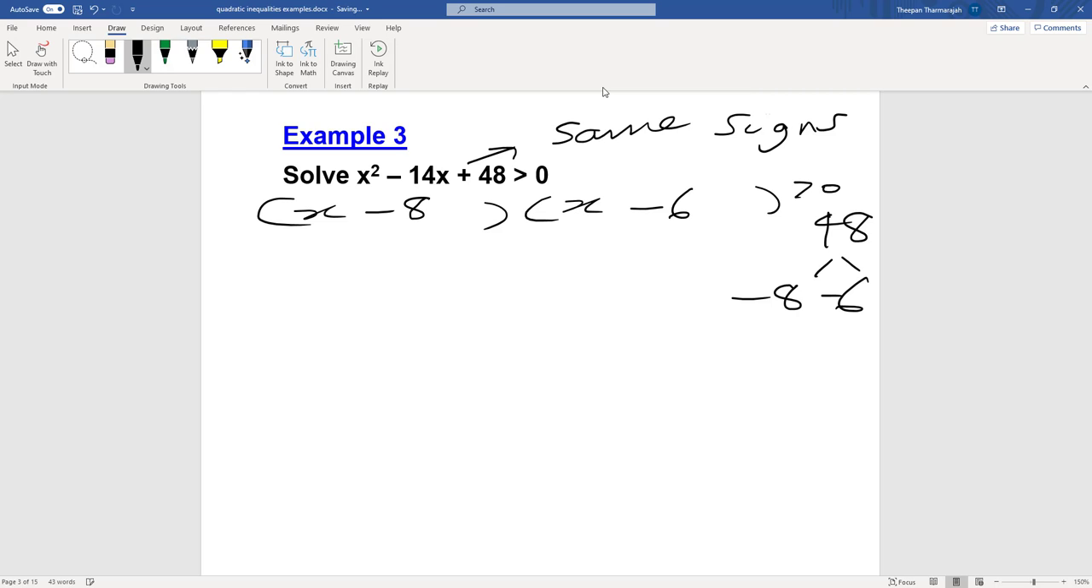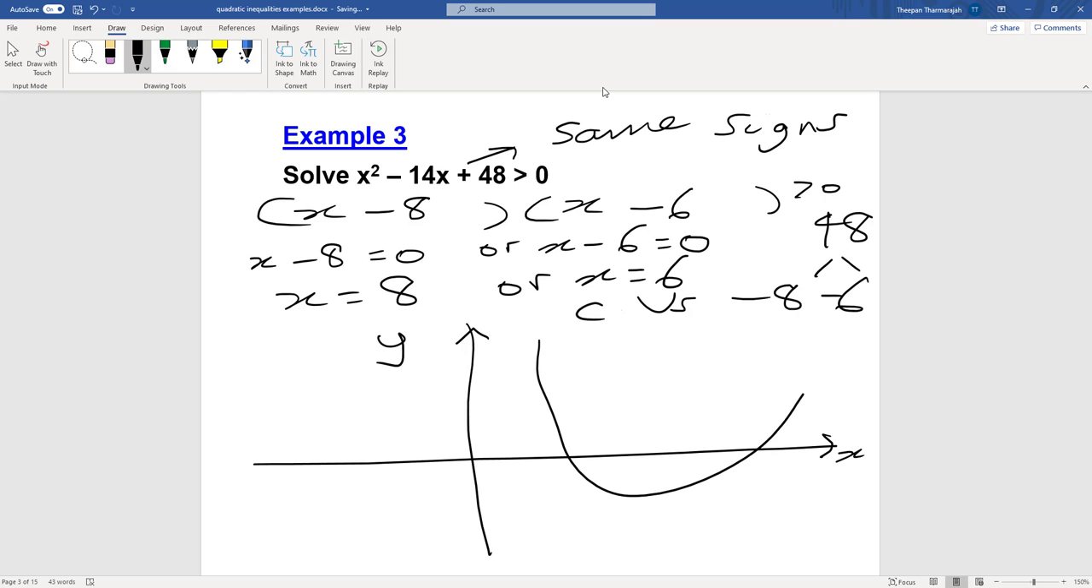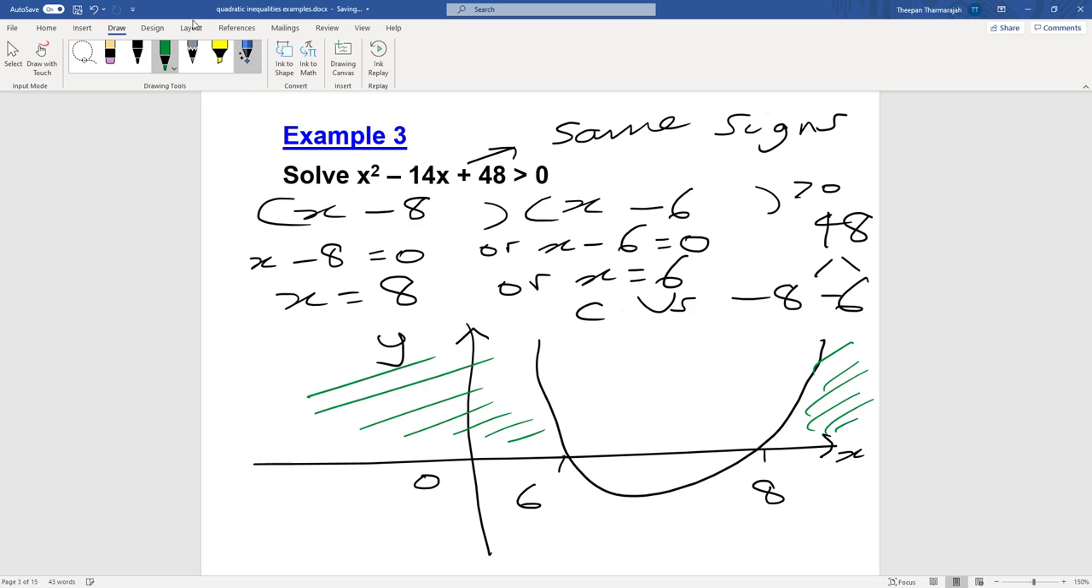This is greater than 0. So we can say x minus 8 equals 0, or x minus 6 equals 0. So we can say x equals 8 or x equals 6. These are called critical values. So again, they're going to cross the positive side of the x-axis. So 6 goes there, 8. We want to shade towards the left of 6 like that, and the right of 8. So we can say that x is less than 6 or x is greater than 8.